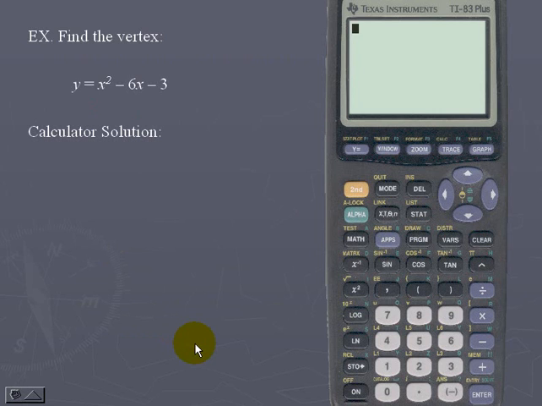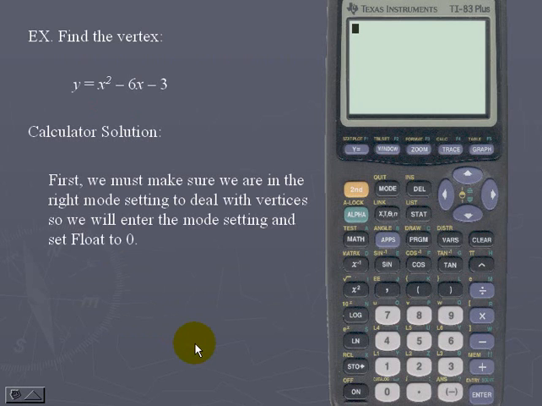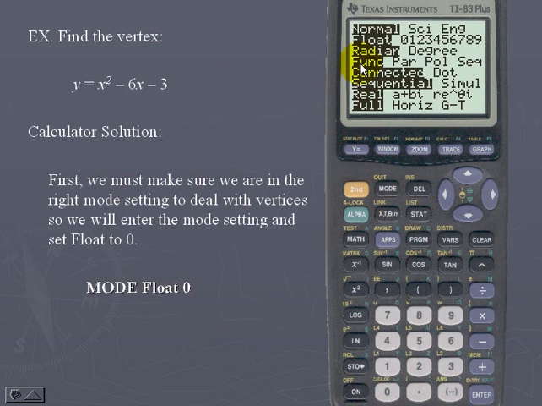Here's the calculator solution. First, we must make sure we're in the right mode settings to deal with vertices, so we will enter the mode and we will change our float to 0. Here are the calculator steps to do that. So we would enter our mode. We want to enter the float, so we will simply scroll down. We change our float to 0 and we lock it in with enter.